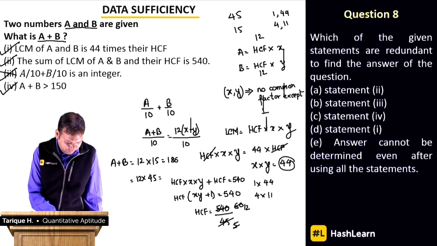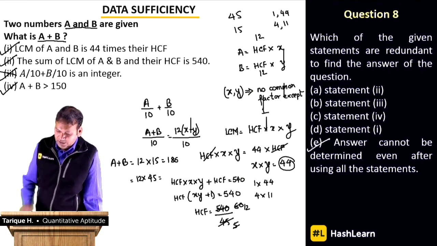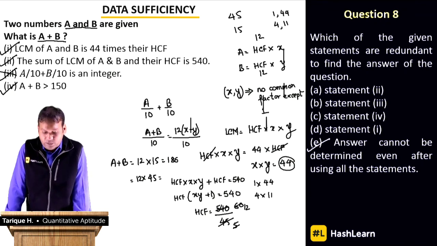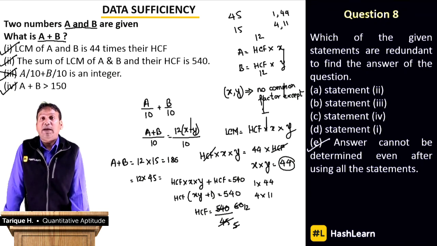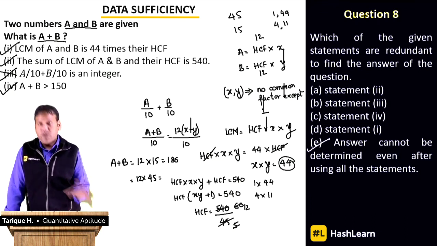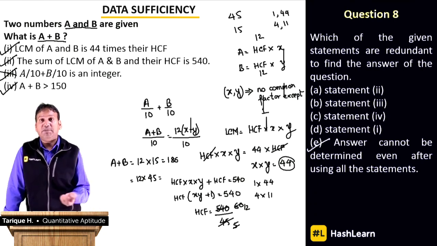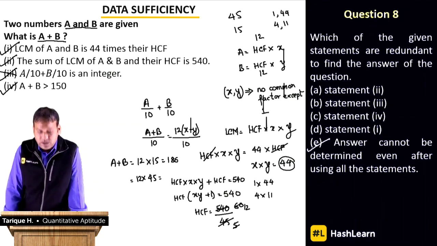This question cannot be answered even after using all the statements. We are still left with two options: either x plus y is 45 or x plus y is 15. This was again a question from the IBPS PO examination, very different, very unique, a little time taking, but the deep-rooted concepts of number systems, LCM and HCF are being used in this particular question.